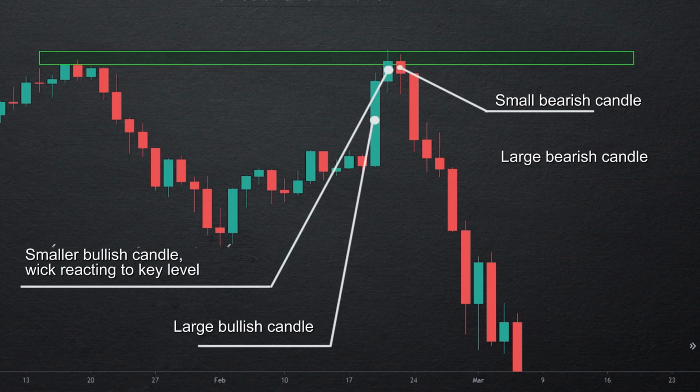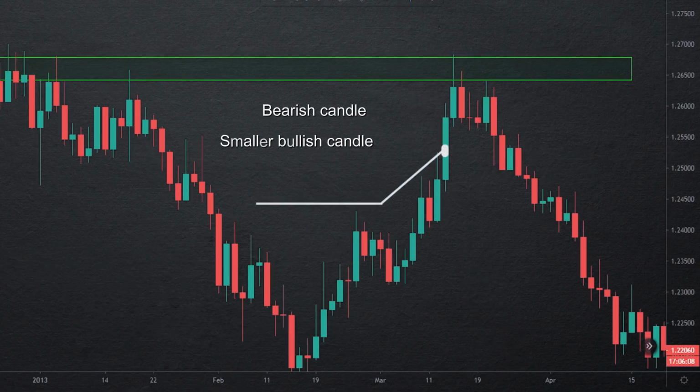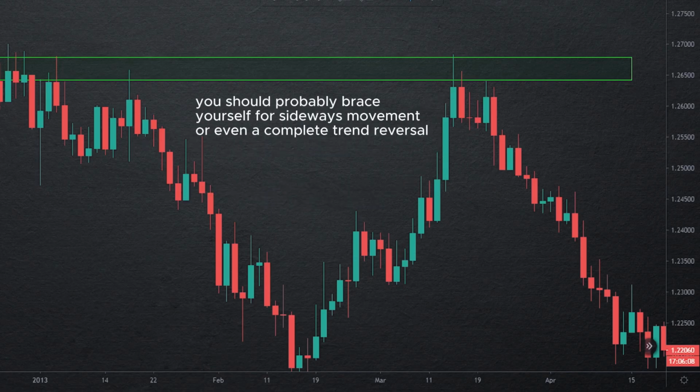First, a weak pullback means only a few traders are exiting their positions to take profit. The dip is shallow, which signals that the broader market is holding strong, and a massive upward movement is likely coming next. A strong pullback, however, means heavy, aggressive exiting. The dip is deep, signaling that the momentum is dying, and you should probably brace yourself for sideways movement or even a complete trend reversal.